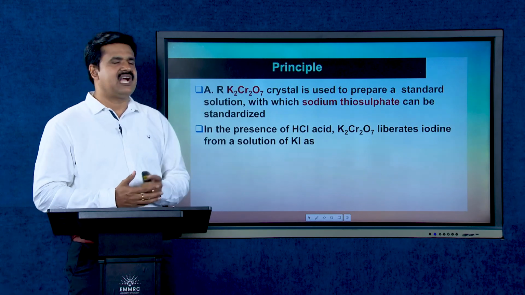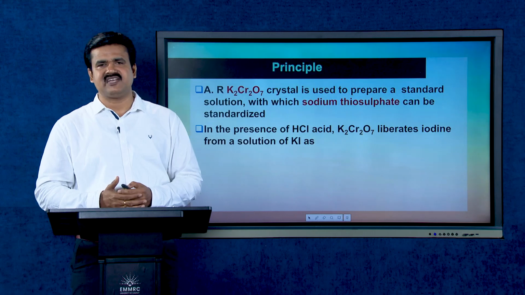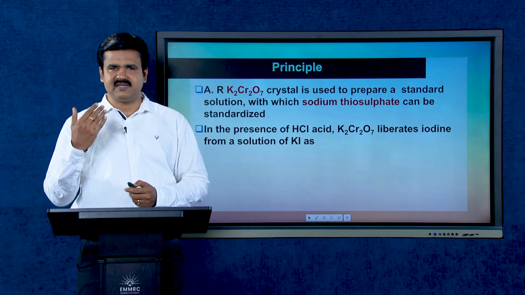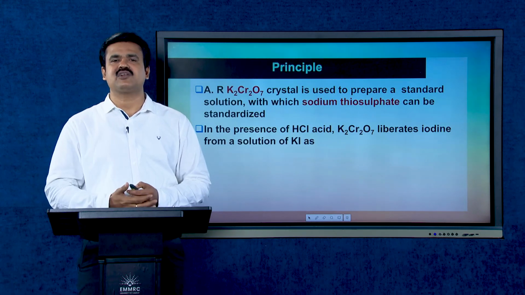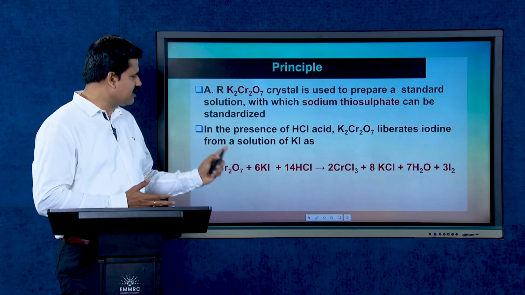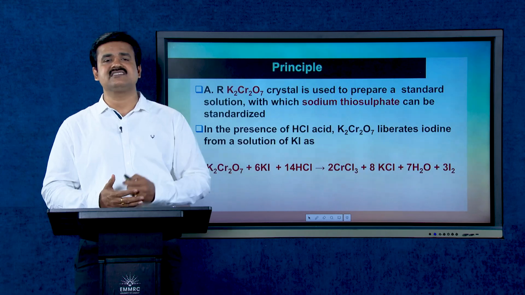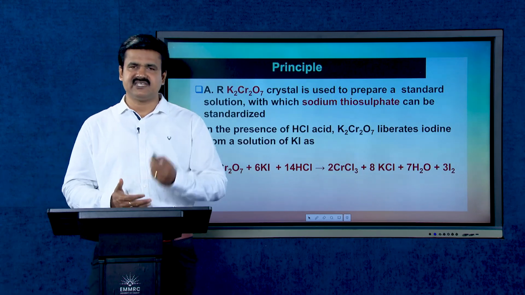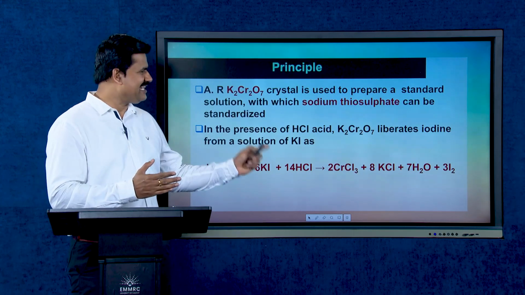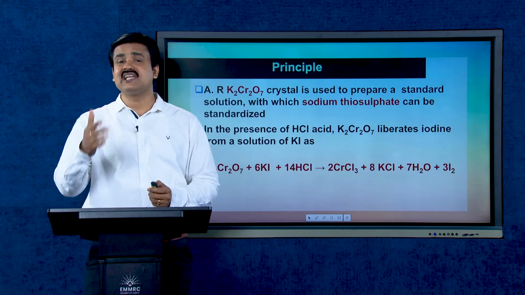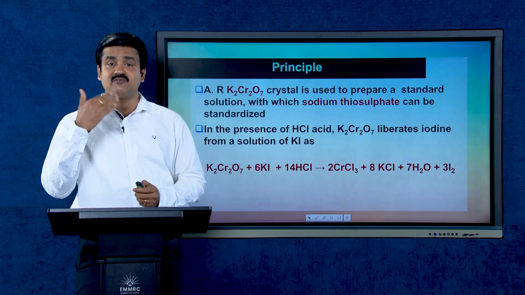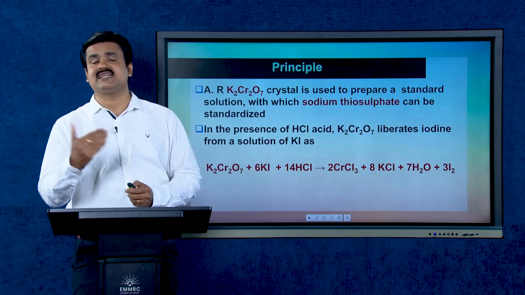In the presence of hydrochloric acid, K2Cr2O7 liberates iodine from a solution of potassium iodide. That is, iodine is liberated from KI when it is treated with the potassium dichromate in the presence of hydrochloric acid as per this equation. K2Cr2O7 plus 6 KI plus 14 HCl gives 2 CrCl3 plus 8 KCl plus 7 water molecules plus 3 I2. It is clear that iodine is liberated during this reaction. You can utilize this liberated iodine for titration with the sodium thiosulfate solution. So, that is the titration procedure involving liberated iodine, and you can call it iodometric titration.